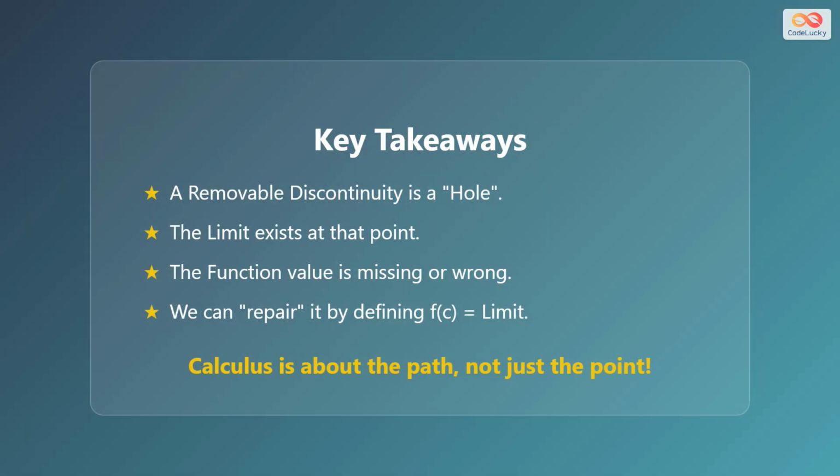To wrap up, remember that a removable discontinuity is just a hole in an otherwise smooth path. It happens when the math gives you 0 over 0, indicating a hidden factor that can be cancelled. Calculus cares about the journey, the limit, just as much as the destination.